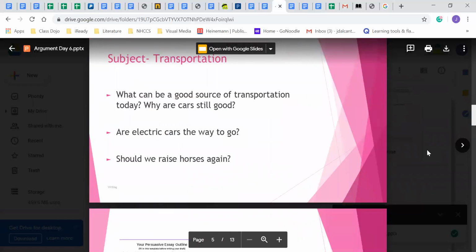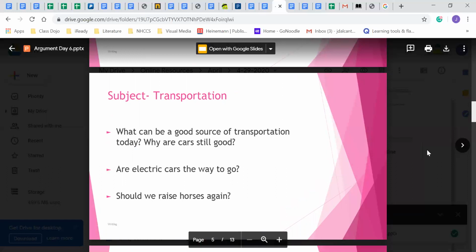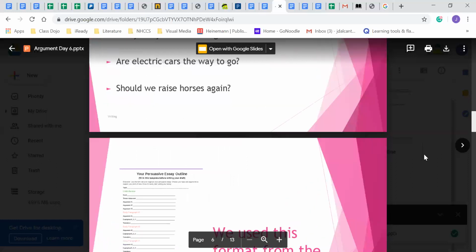Just as a refresher, make sure that you have picked one of the 3 categories for your main topic. To keep air pollution down, should we switch to electric cars? Are cars okay and just have fewer people driving? Or should we go back to horses again? All things to consider.